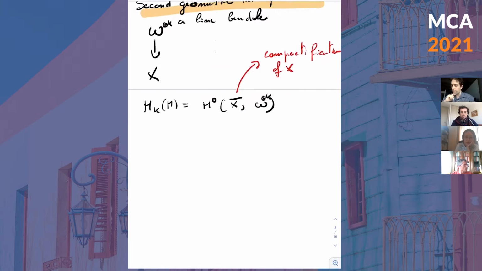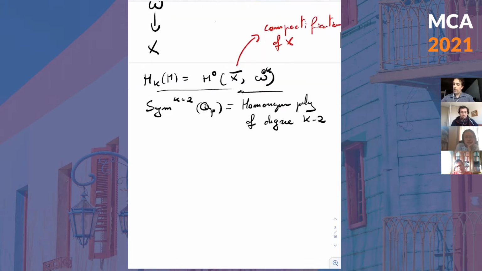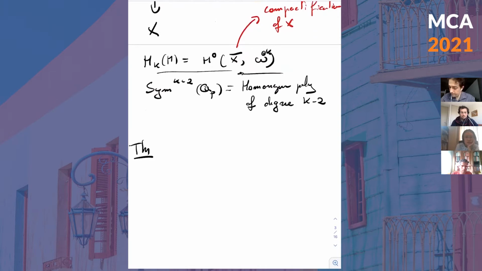So let me tell you something that Faltings did. Let me consider Sym^(k-2) of Q_p to be the set of homogeneous polynomials of degree k-2. Oh, wait. Let me fix p a prime number. From now on, p is a prime number. And then I'm going to consider the set of homogeneous polynomials of degree k-2. And a theorem of Faltings is saying that I have a p-adic Eichler-Shimura due to Faltings.